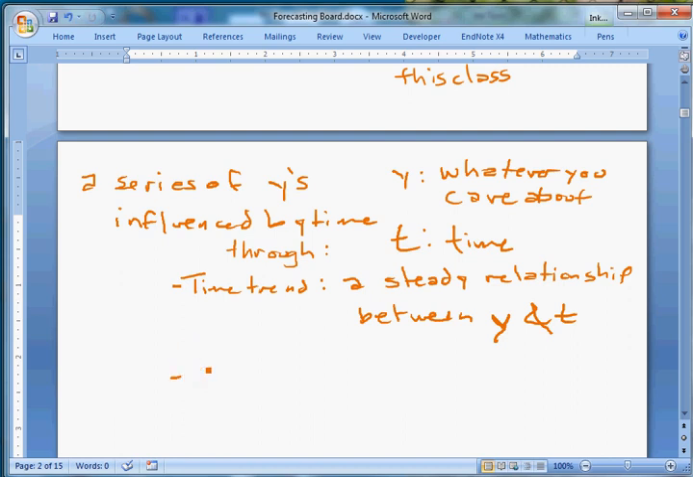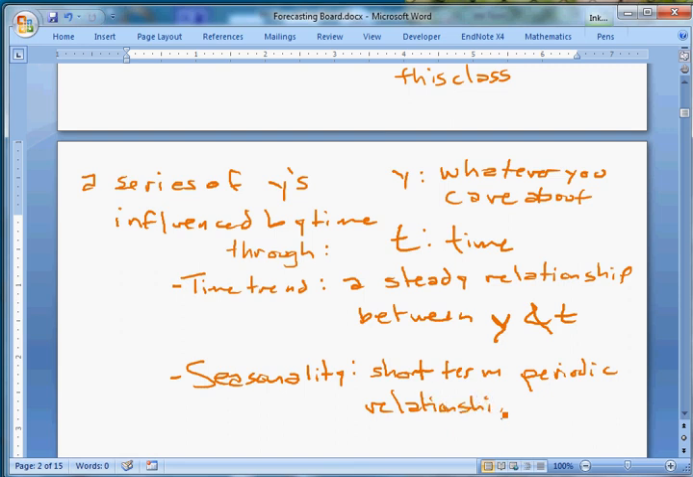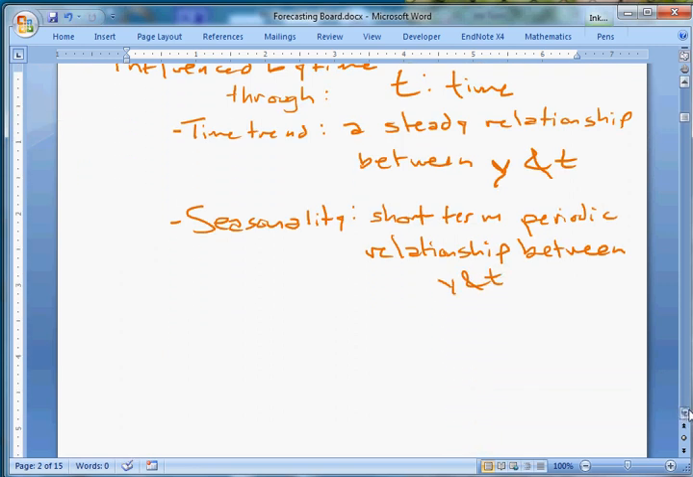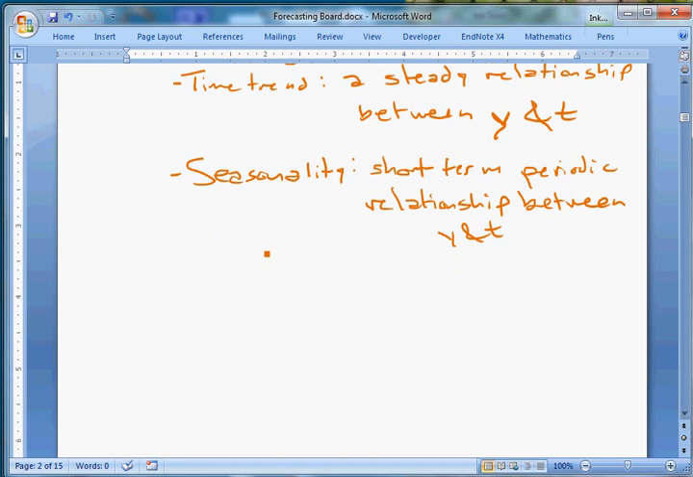It might be influenced by seasonality. I'm going to be using a lot of words that aren't really words that have season in them. Just bear with me, we use these in forecasting. This is a short-term periodic relationship between y and t, like a pendulum swinging back and forth. If you graph the location of a pendulum, you get a curve that looks very much like a seasonal trend.